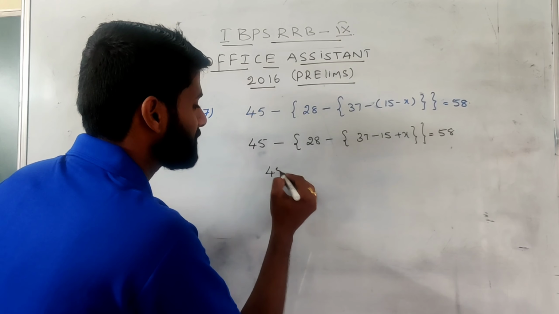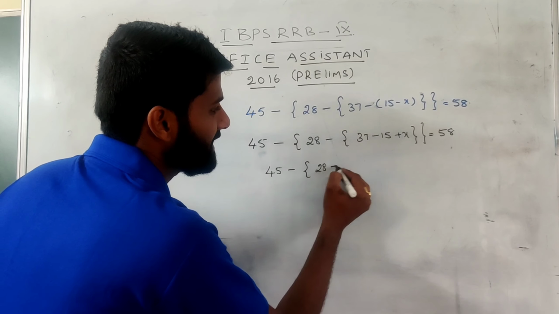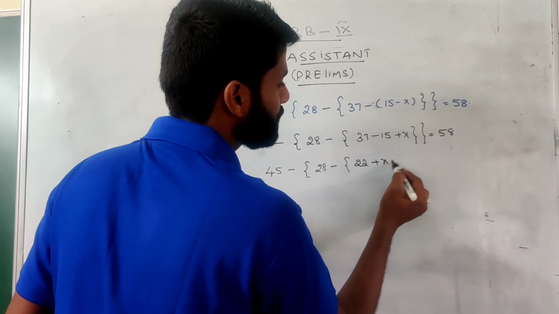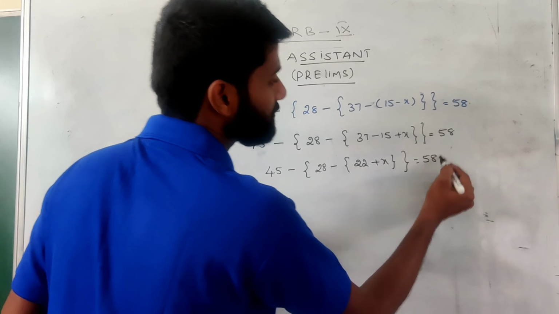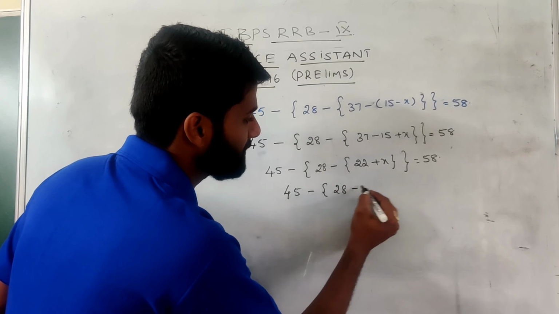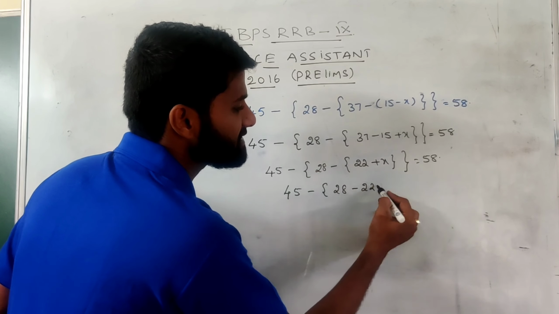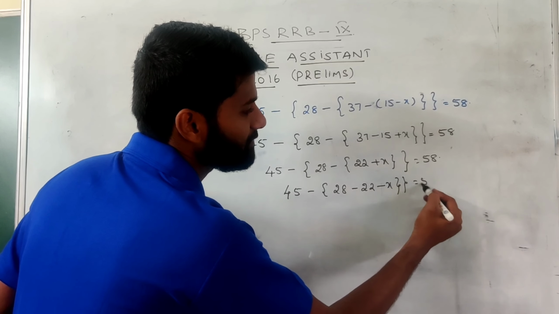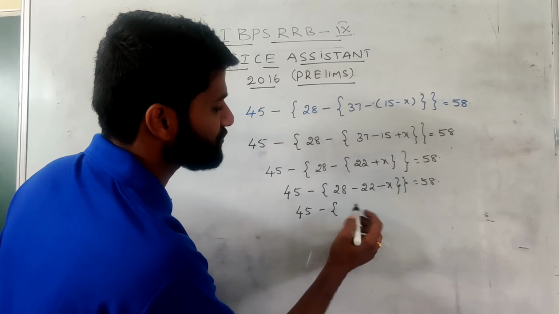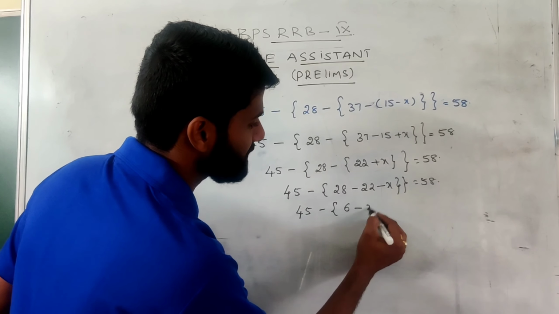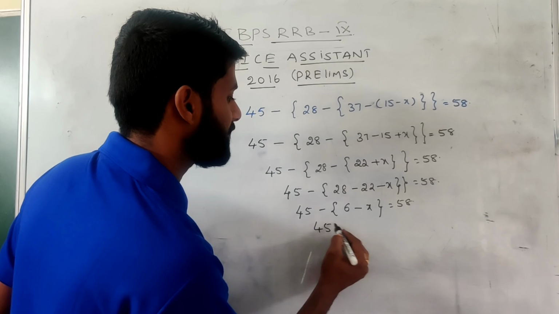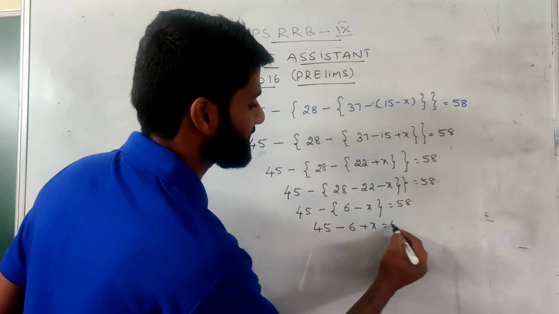Again, if you go to one more, 45 minus 28 minus 37 minus 15. 37 minus 15 value becomes 22 plus x here. The value again equal to 58. Then see, 45 minus 28 minus of 22, we just multiply with minus of minus of x exactly equal to 58. Then see, 45 minus 28 minus 22, the value becomes 6. So 6 minus x value exactly equal to 58. And final value here, 45 minus 6 plus x exactly equal to 58.